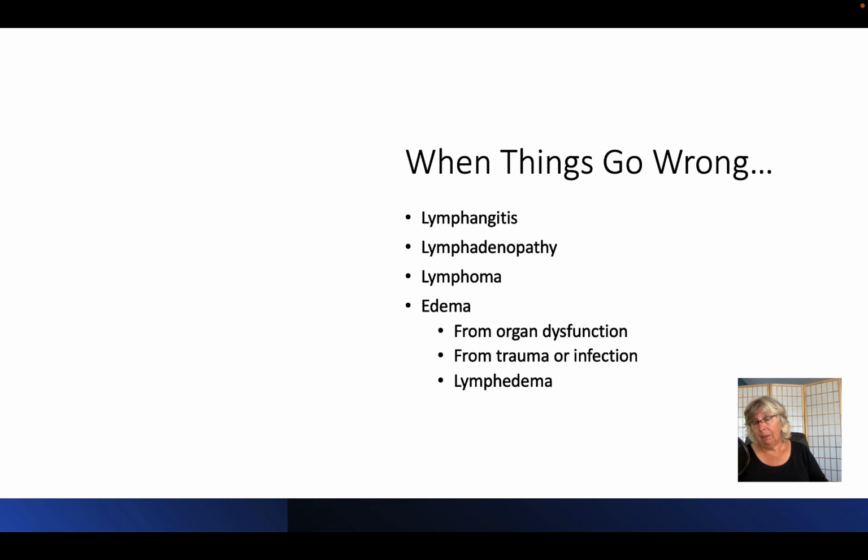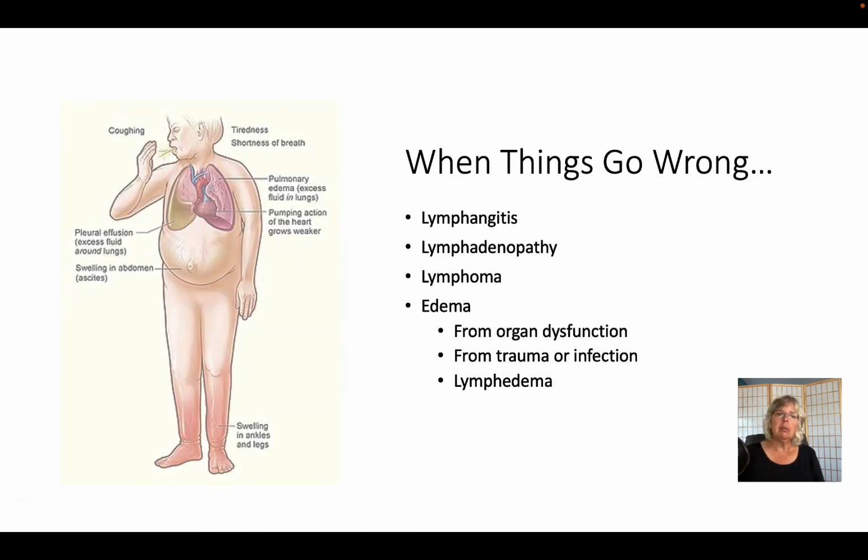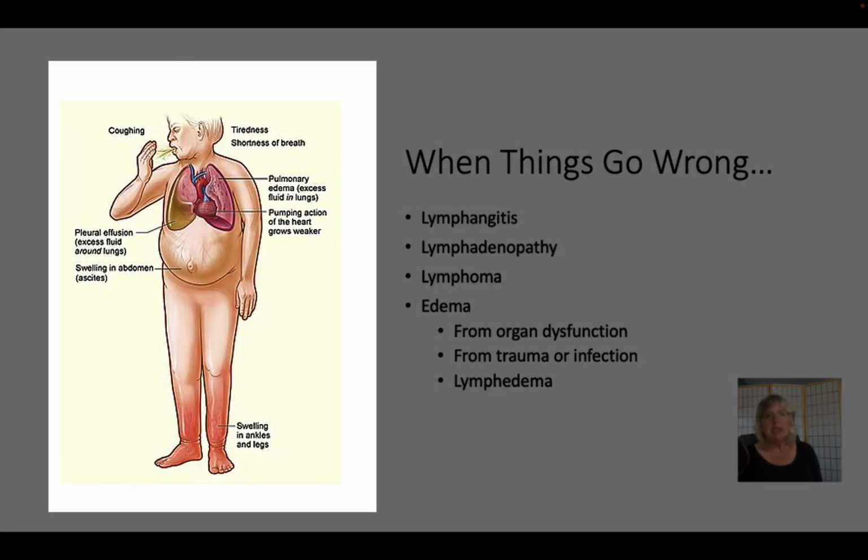And then we have edema. And there are gazillions of types of edema. I have chosen to break this discussion into just 3 kinds of edema. We'll talk about edema from organ dysfunction first. This is a picture that is meant to demonstrate the edema associated with heart failure. When the heart can't push enough fluid, then we have pulmonary edema in the lungs, and we have edema throughout the rest of the body. And when fluid accumulates in the belly, we call this ascites. When fluid accumulates in the ankles and the legs, this is another kind of edema.